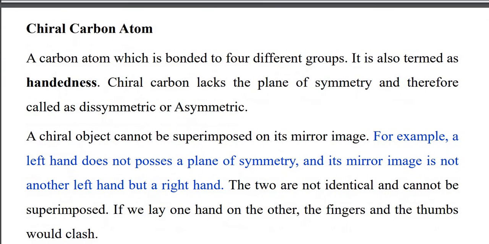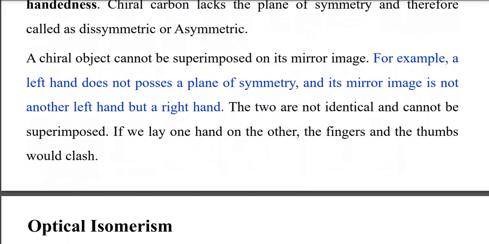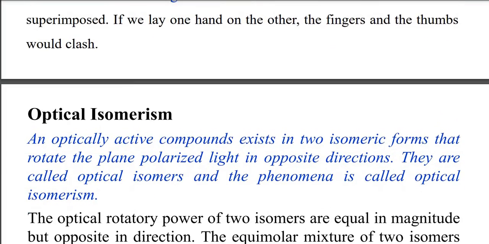So, chiral carbon atom: a carbon atom which is bonded to four different groups. It is also termed handedness. A chiral carbon lacks a plane of symmetry and is therefore called dissymmetric or asymmetric. A chiral object cannot be superimposed on its mirror image. For example, a left hand does not possess a plane of symmetry and its mirror image is not another left hand but a right hand. The two are not identical and cannot be superimposed. If we lay one hand on the other, the fingers and thumbs would clash.